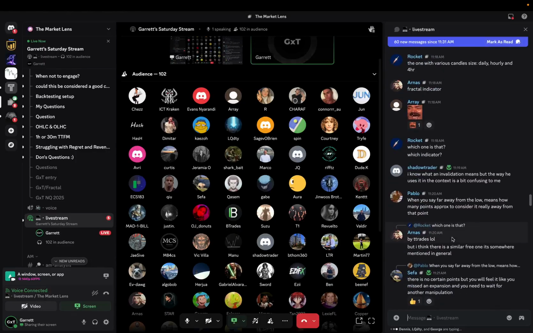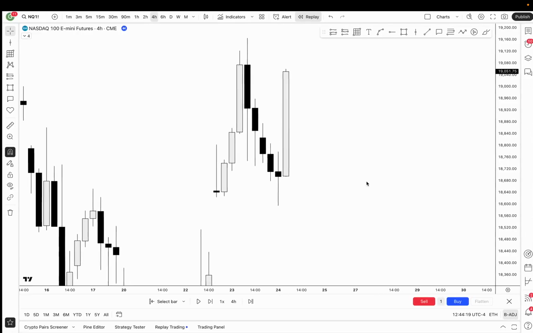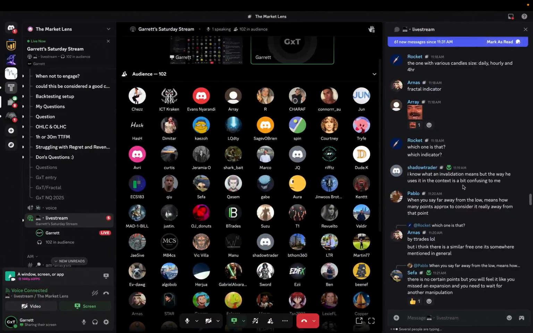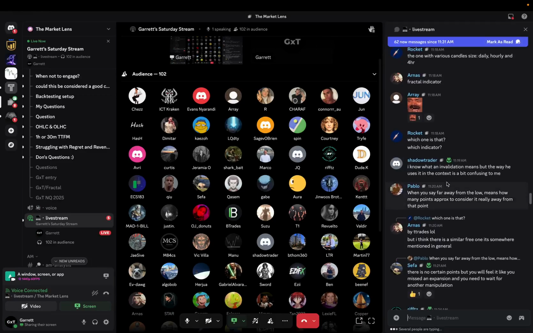I know what invalidation means, but the way he uses it in context is a bit confusing to me. Yeah, it's just setting new invalidations. That's why it's a lot of moving parts, but yeah, it's all the same thing. It's just fractal.